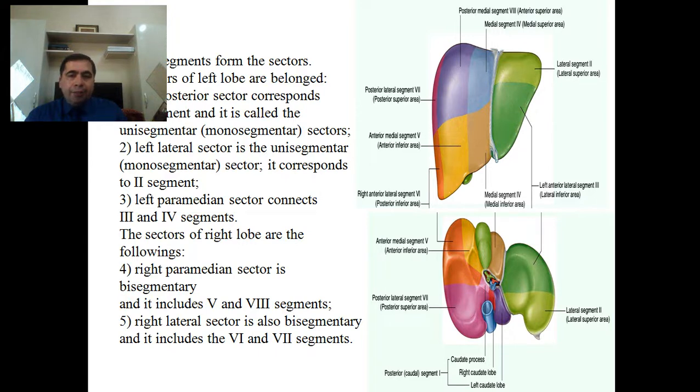But the third and fourth segments of the left lobe together form the left paramedian sector. It's a bisegmentary sector. And the sectors of the right lobe are the following, and both are bisegmental. The right paramedian sector includes the fifth and eighth segments. The right lateral sector is also bisegmentary, and it includes the sixth and seventh segments.